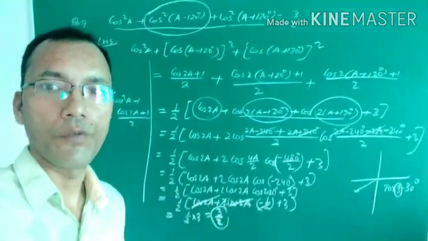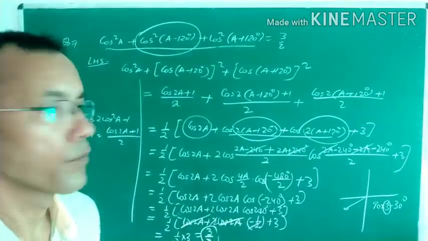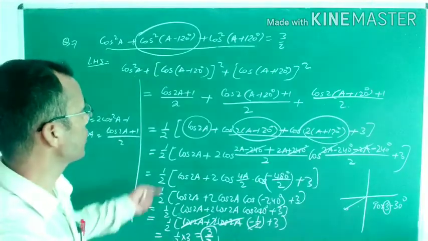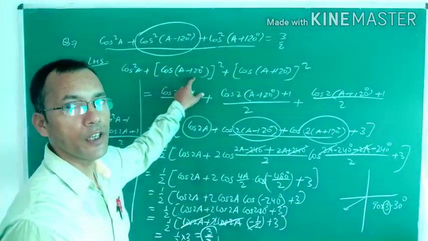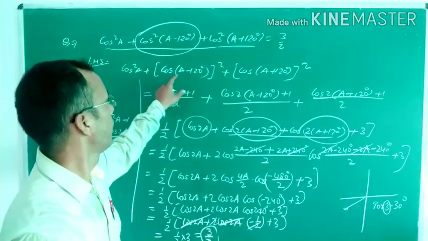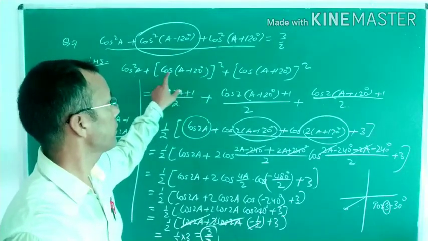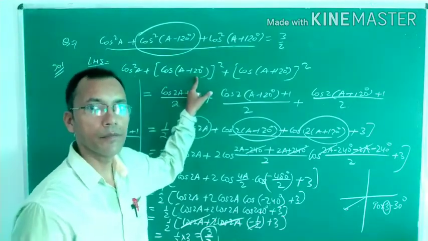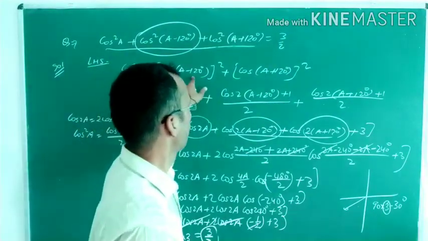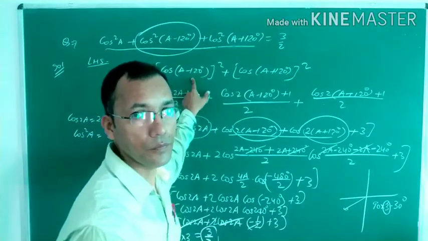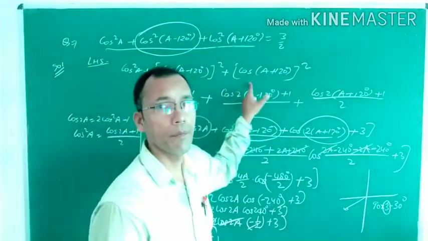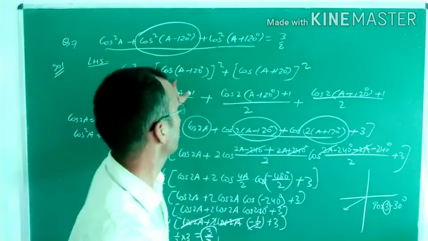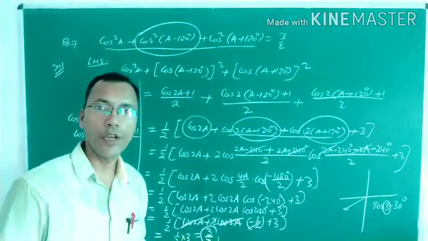That is the solution, right? Or you can expand cos (A minus 120 degrees) as cos A cos 120 degrees plus sin A sin 120 degrees. Cos 120 degrees is minus 1 by 2, and sin 120 degrees is root 3 by 2. Then again, cos (A plus B) is cos A cos B minus sin A sin B, and cos (A minus B) is cos A cos B plus sin A sin B. You can use this also.